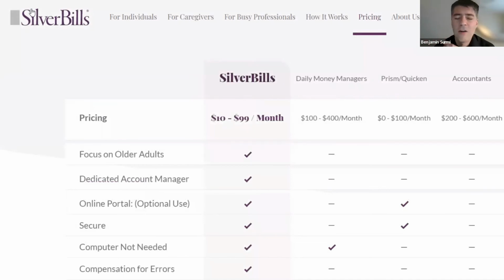Silver Bills takes care of making sure every bill is paid on time, and the family, whoever is helping manage things, can see what's been paid, what hasn't been paid, what do we need to do, what's going on. They'll even compensate for errors, whereas a lot of the other services do not compensate. If they make an error, it's kind of still on you. Silver Bills will pay for any errors that they make, which I think is pretty incredible.